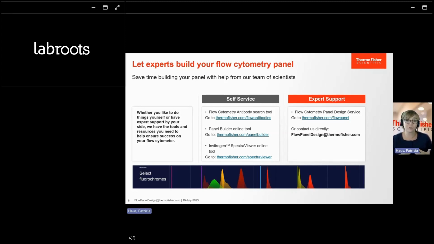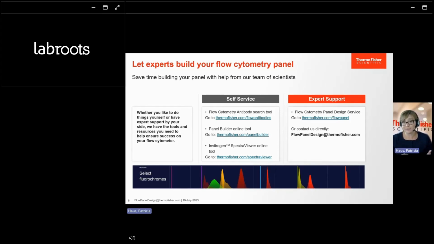But nowadays, the majority of our requests are actually for panels around 12 colors. So the customers want to know more and more about their experiment, about their cells, what is actually happening within the cell.